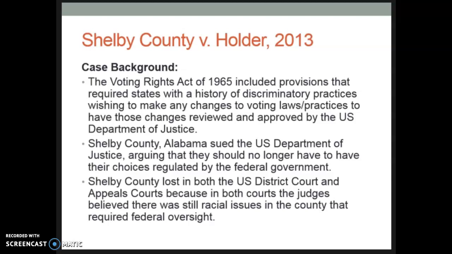So in 2013, Shelby County, Alabama, their elected officials sued the U.S. Department of Justice. Eric Holder was the Attorney General at the time, so that's why the case is called Shelby County versus Holder. Shelby County's officials sued the federal government, saying that they should no longer have to have their choices or their changes in their registration and election processes regulated by the federal government. Basically, their argument was, we've proved to you over 50 plus years that we are no longer using discriminatory practices. We shouldn't be on probation anymore. The federal government should not review the changes that we want to make when we want to make them.